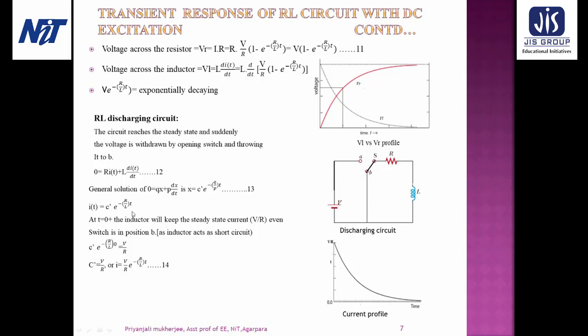Now, at t equal to 0 plus, the inductor will keep the steady state current even though the switch is in position B, because the inductor acts as a short circuit. So, we are putting in the value: C dash into e to the power minus R by L into 0, because t becomes 0, is equal to V by R, so we find the value of C is equal to V divided by R. If we put C equal to V divided by R, then we get the equation of i(t) as V by R e to the power minus R by L into t, which is actually a decaying signal. So, this is the current profile of the discharging circuit.